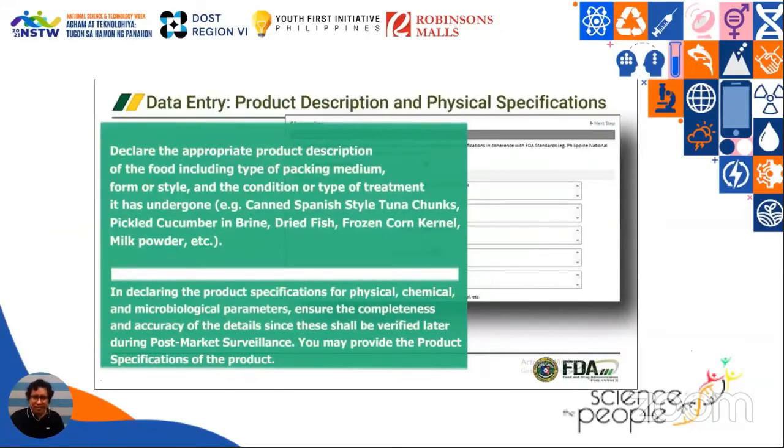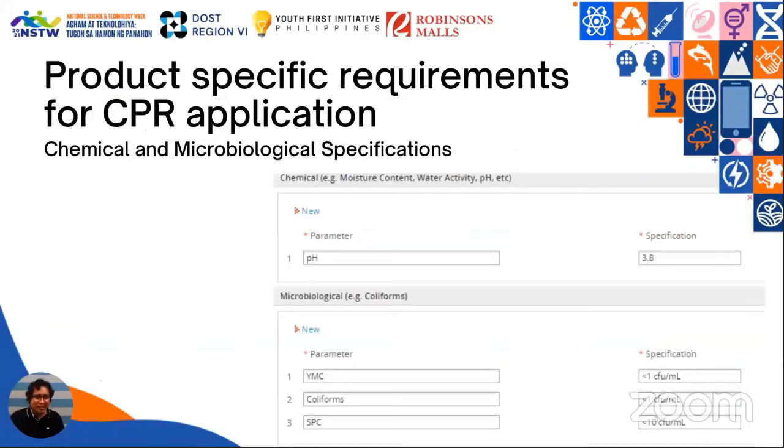Okay, the image is not showing, so I apologize for that. But anyway, let's proceed to the next. So aside from the physical specification, meron din tayong chemical and microbiological specifications. So chemical can be moisture content, water activity, pH, and so on. Okay, and in this example, yung nakalagay na parameter pH, and then yung specification is 3.8.